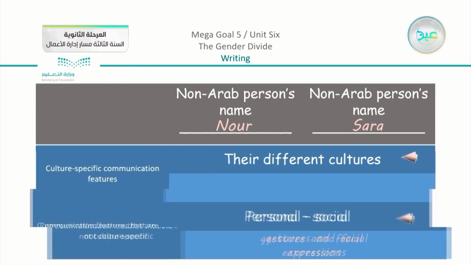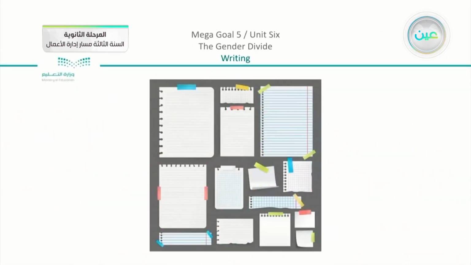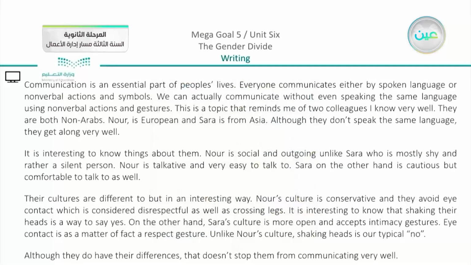the essay. Now, we were asked to write a comparative essay, which is to explain how two subjects are either similar or different. We used our notes, and within the notes here, we can complete the essay that we have here. You can see that we have the introduction or the main paragraph, we have the thesis, and after that we have the body, and at the end we have our conclusion.